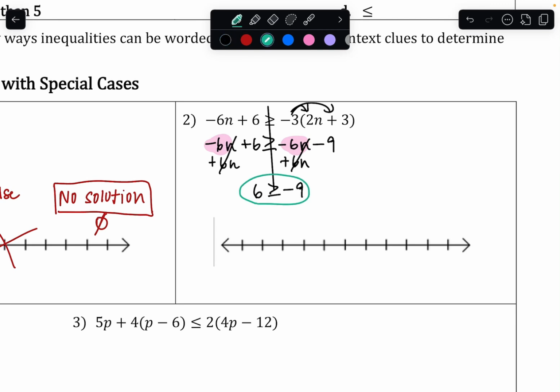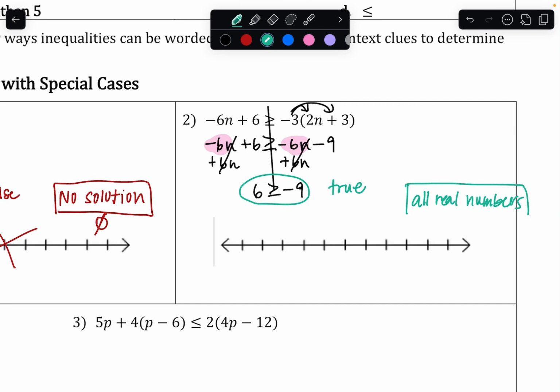6 is greater than -9. This gives us the option to equal, but we don't have to. 6 is greater than or equal to -9. It's greater than, so this is true. And so our solution is all real numbers.